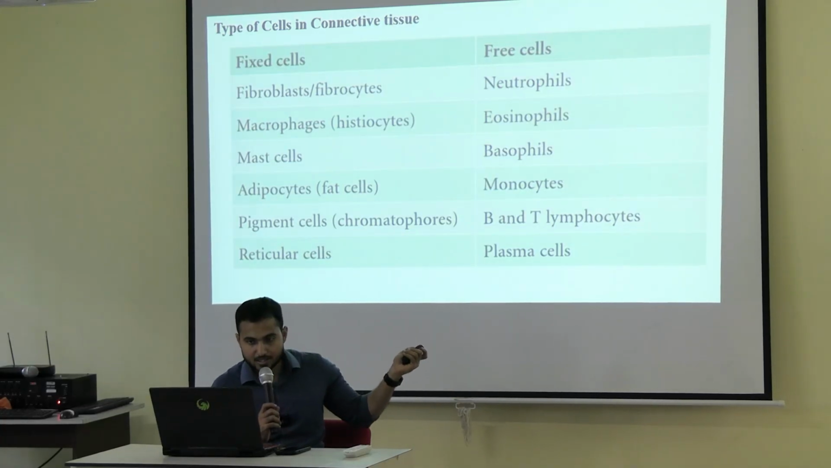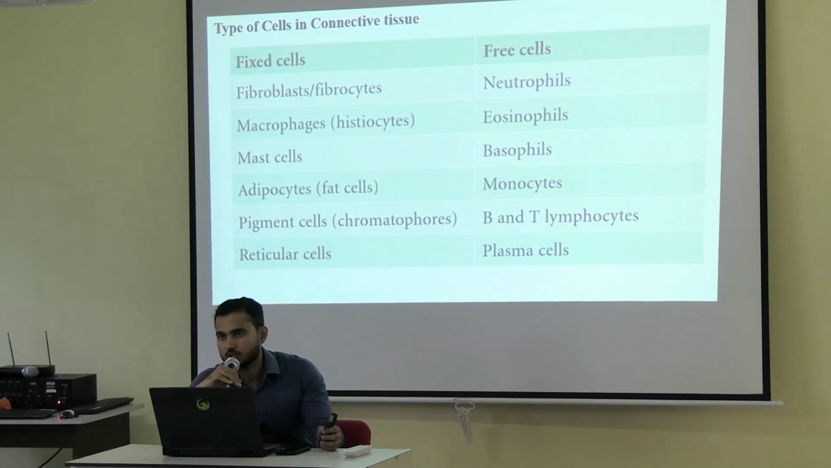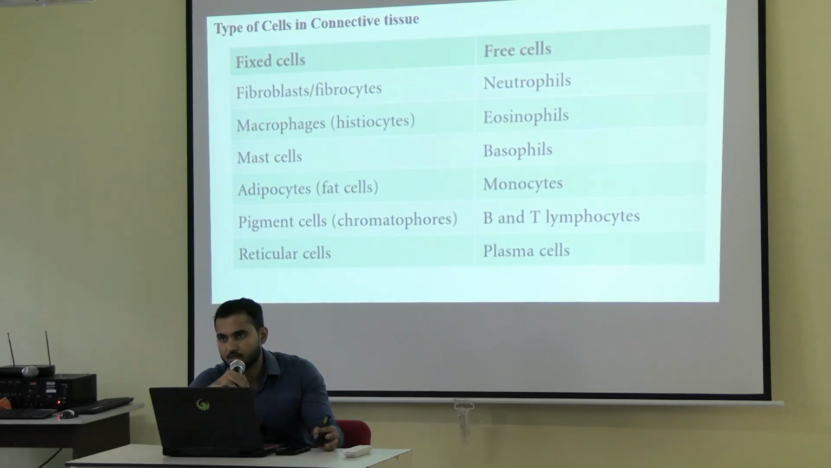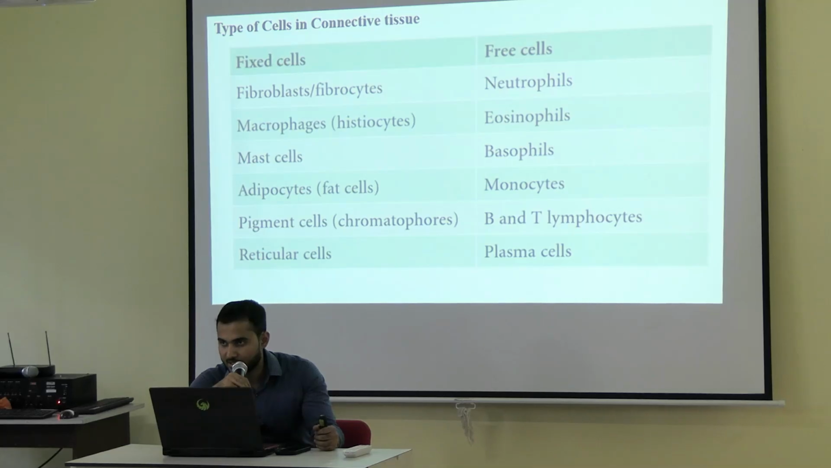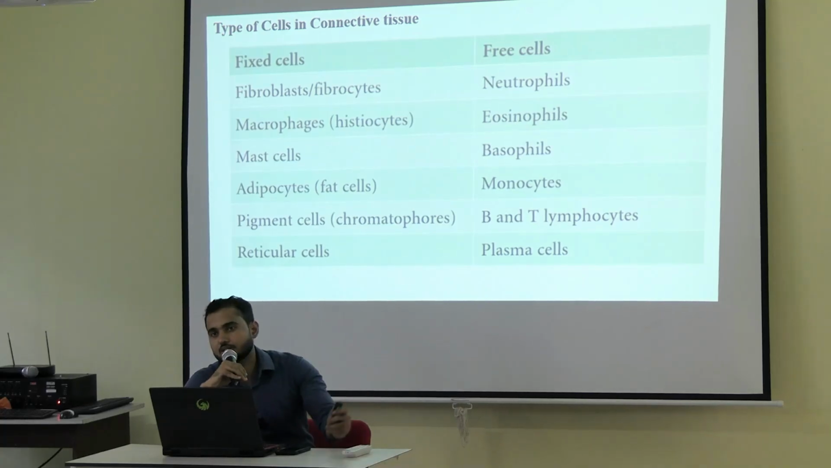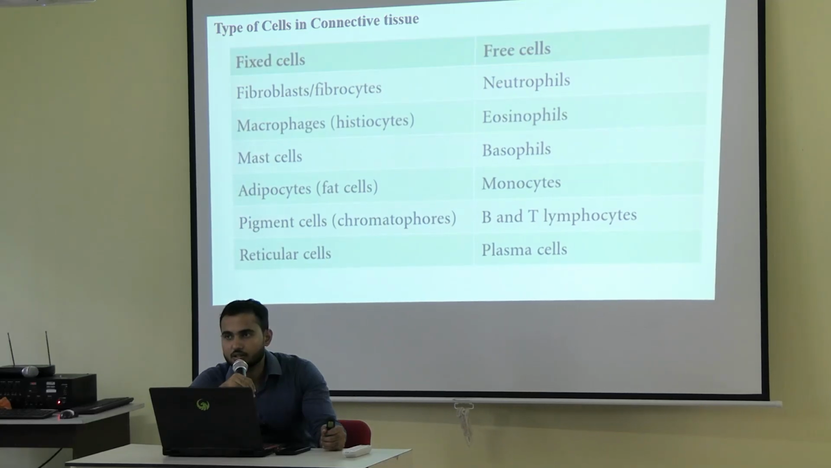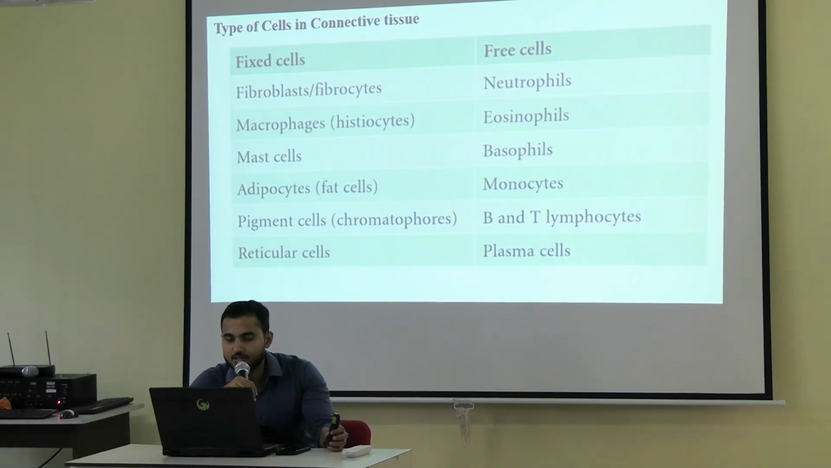Next, this is the list where different types of cells can be seen in the connective tissue. So 2 different types of cells are there: fixed cells and free cells, also called wandering cells. In some books it is written as free cells, in some books as wandering cells, meaning the same. Now in the fixed cells, what are the different types of cells present?